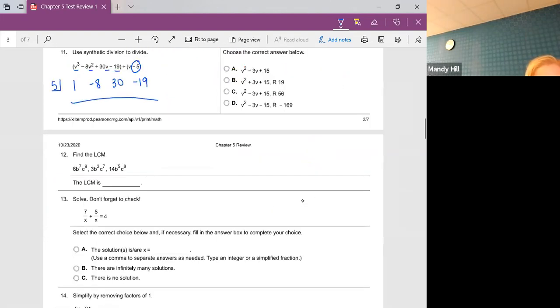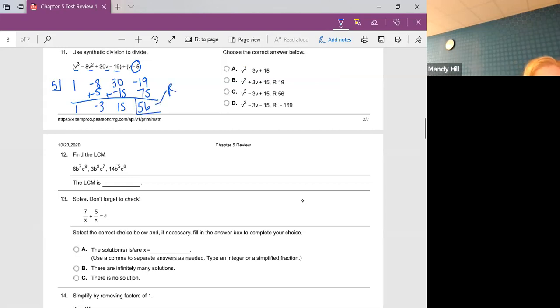Okay. You want to bring down the 1. 1 times 5 is 5. You add these. It's going to be negative 3 times 5. Add these. 30 and negative 15 is 15 times 5. And 15 times 5, yeah, 75. You add those, you're getting 56. This is your remainder.